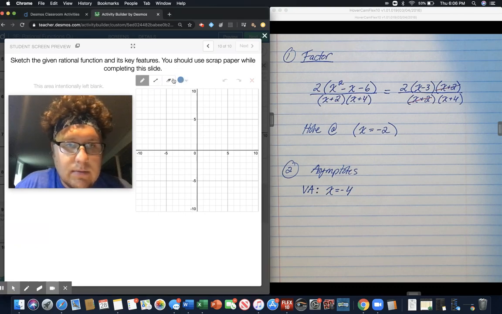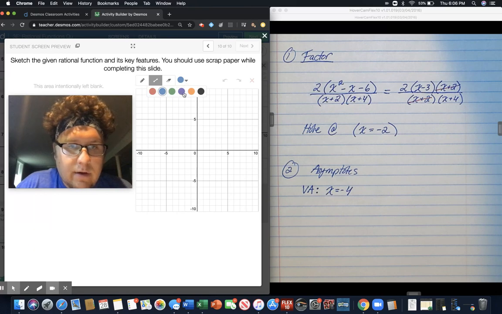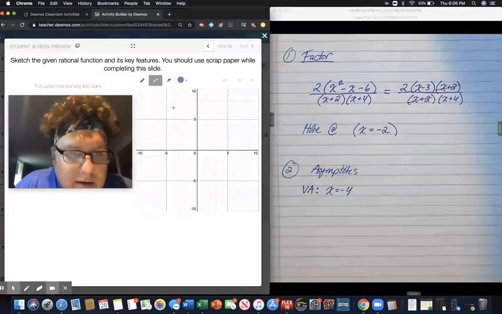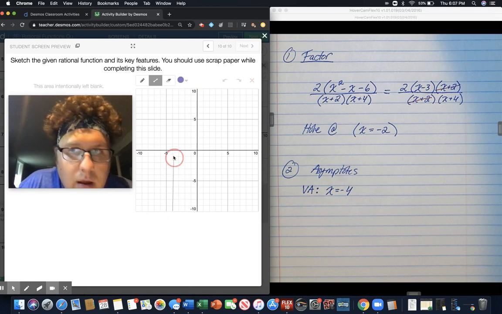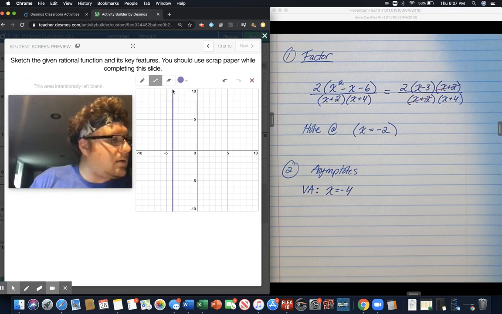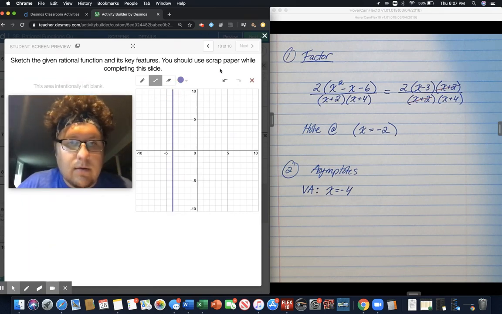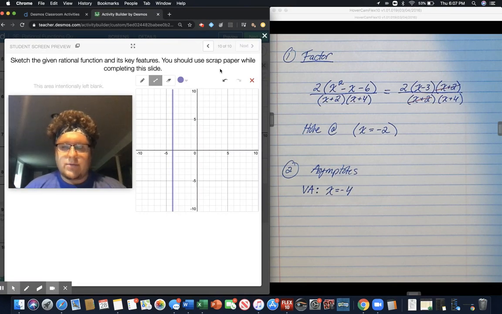So I'm going to use some different colors. We'll start off with, I don't know, I'm feeling crazy, let's start off with the purple. So x equals negative 4. I'm going to go down to the bottom here, and we will graph that right there. Okay, we're good. So there's our asymptote at x equals negative 4 in purple.